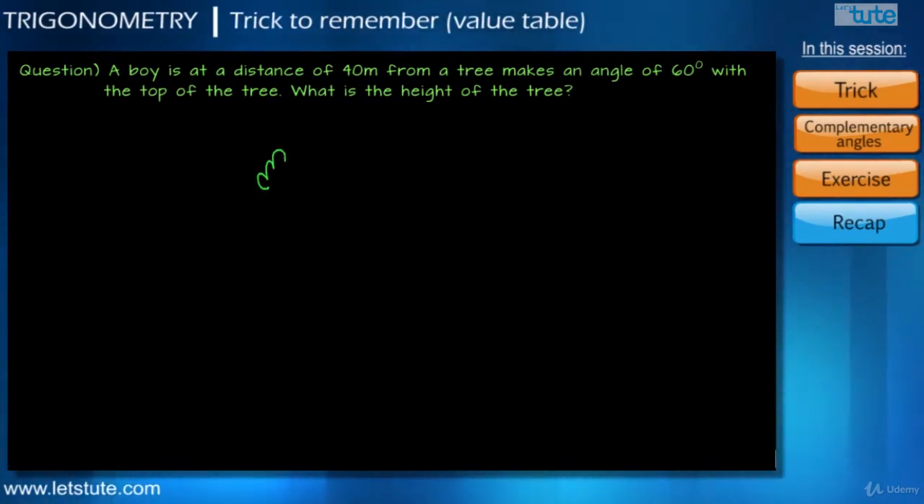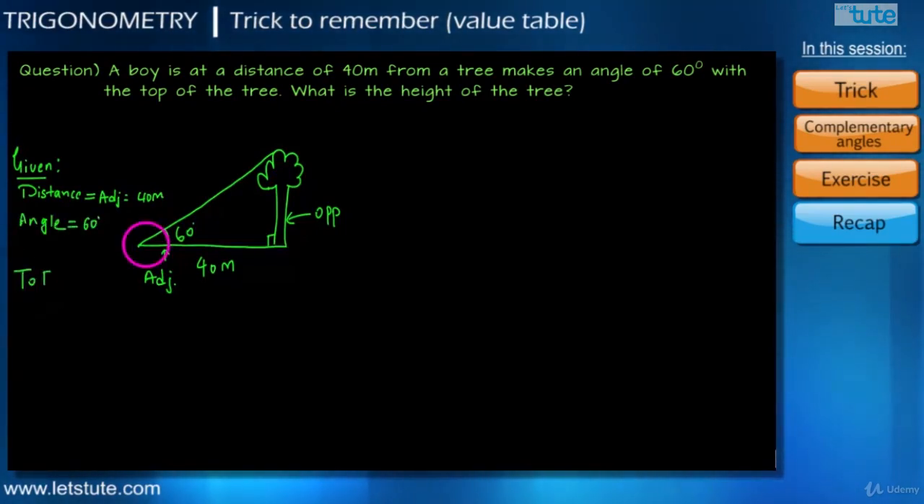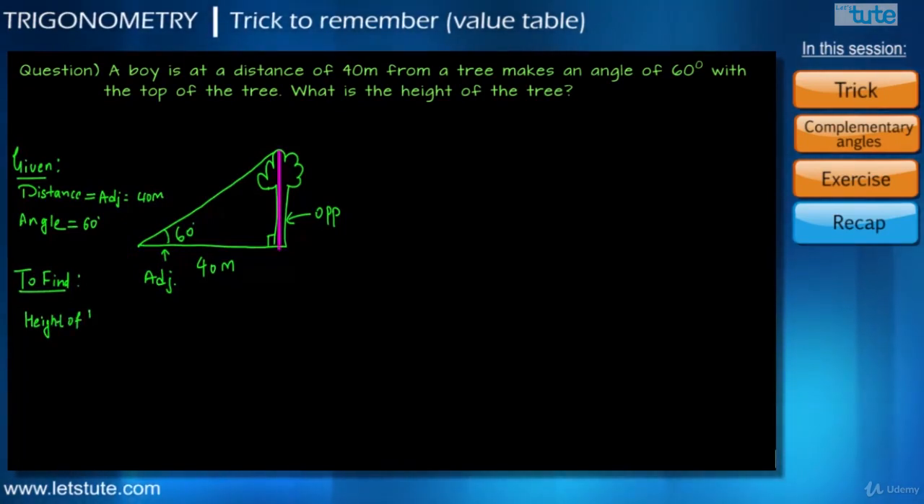So let's first draw a rough sketch of this question. In this question you are given that a boy is standing at a distance of 40 meters from a tree, and with the top of the tree, the angle made is 60 degrees. By this diagram we can see that the tree is the opposite side of the 60 degrees angle and the distance from the tree on the ground is the adjacent side. So we are given the distance from the tree, that is the adjacent side, of 40 meters and angle 60 degrees. And we have to find out the height of the tree, that is the opposite side of the 60 degrees angle.